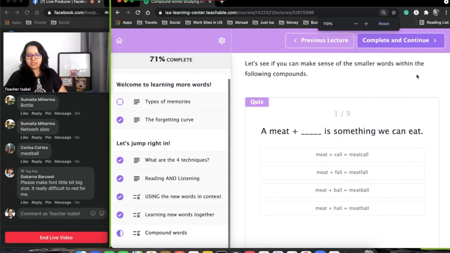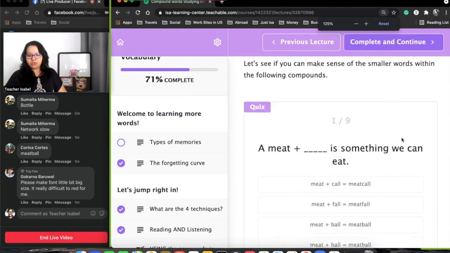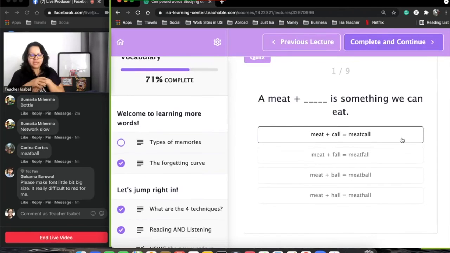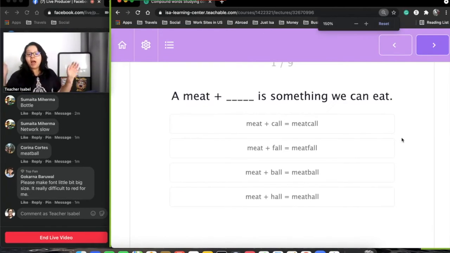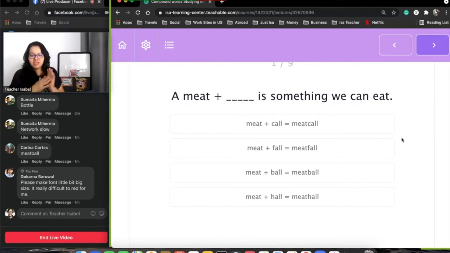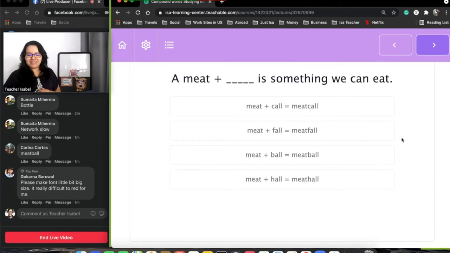You guys can't see this. I can just zoom in a little bit. Hopefully that's a little better. Is it better? Ah, look at that. Hopefully, Gokarna wanted me to make the font bigger. Is this okay? Hopefully this is all right. But yeah, please, let me see.